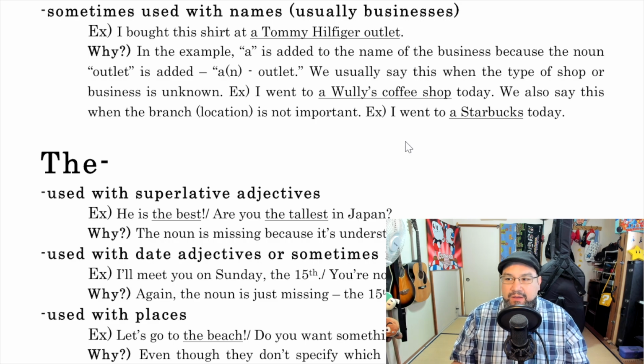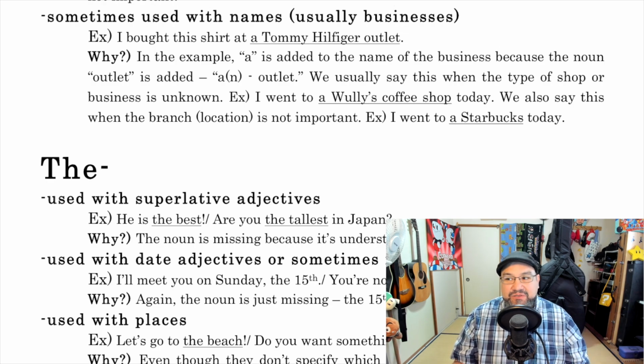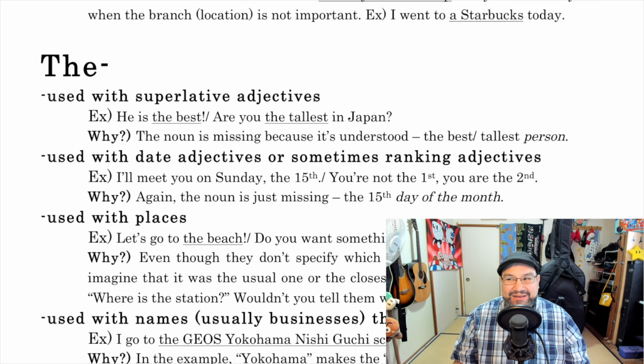Maybe. So if you add what it is, you need an article. Okay? We also say this when the branch location is not important. I went to a Starbucks today. Of course, you can say I went to Starbucks today. Nope, that's the best way. I went to a Starbucks means just one Starbucks. It doesn't matter which one, but you know there are many Starbucks all over the world, so sometimes people will say that. Okay, depending on what they want to say.